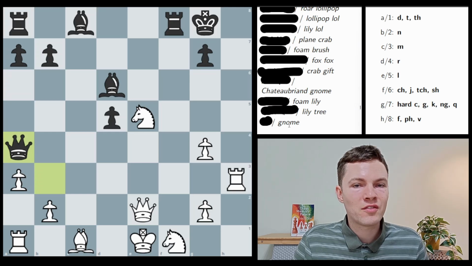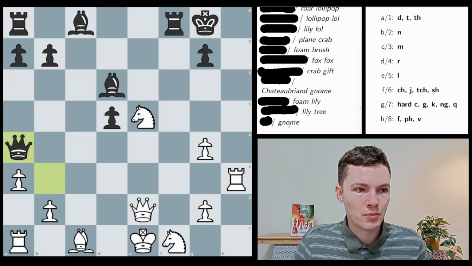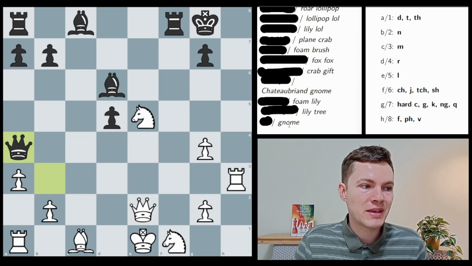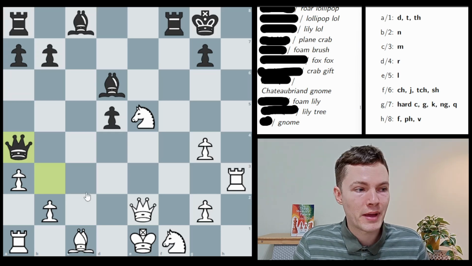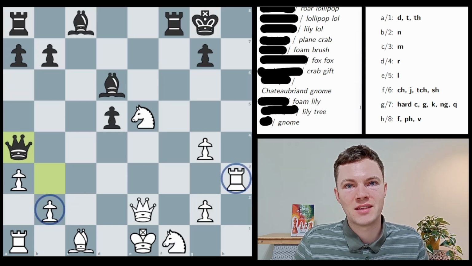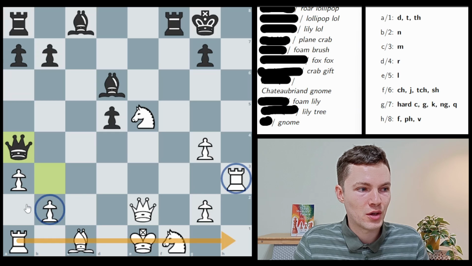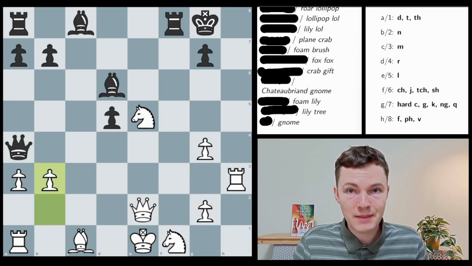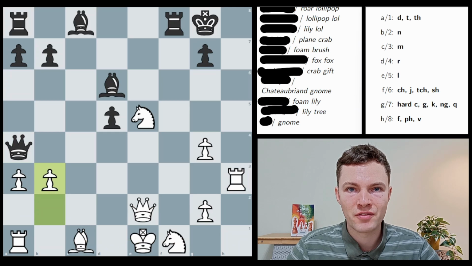And white finished off with gnome. So again, that's B3, and it's a one-syllable picture word. So the first candidate piece is the pawn on B2. So white played B3, and that was the end of the game.